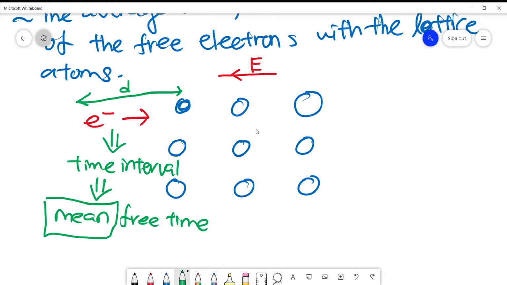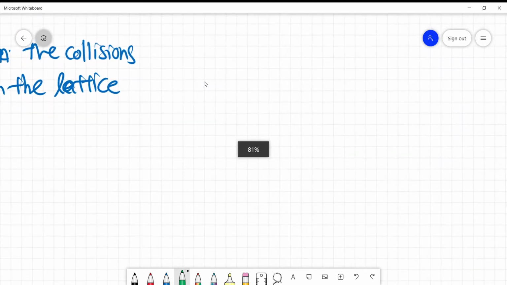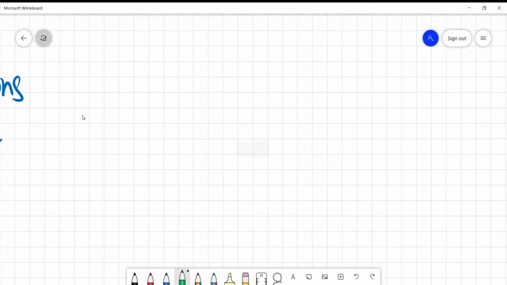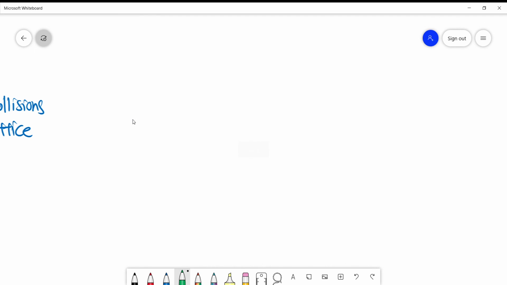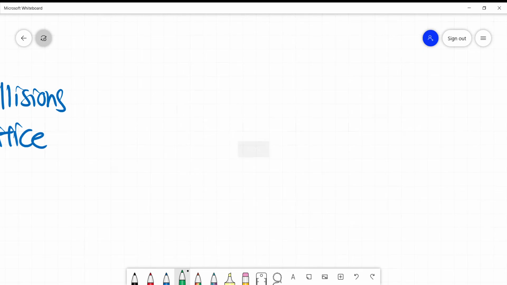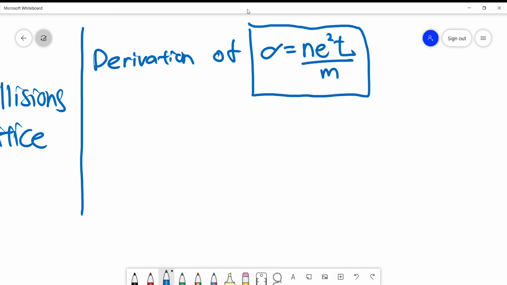Alright, so we have done the introduction of the mean free time. Let's move on to the derivation of the formula. So let's look at the derivation of sigma equals n e squared tau over m.